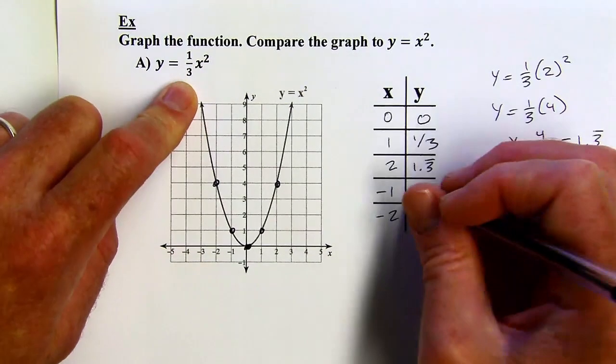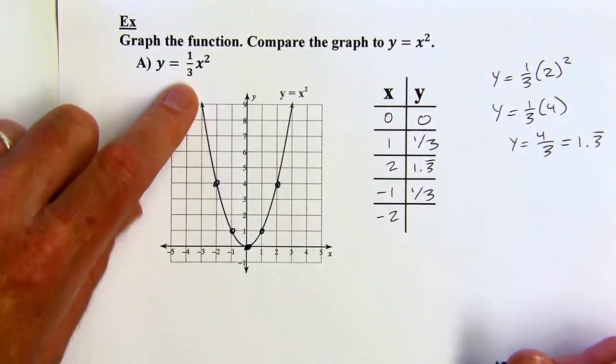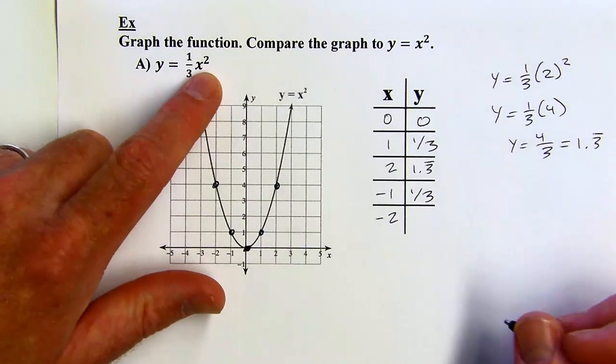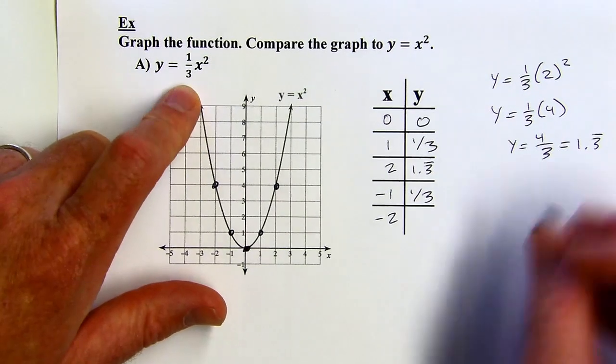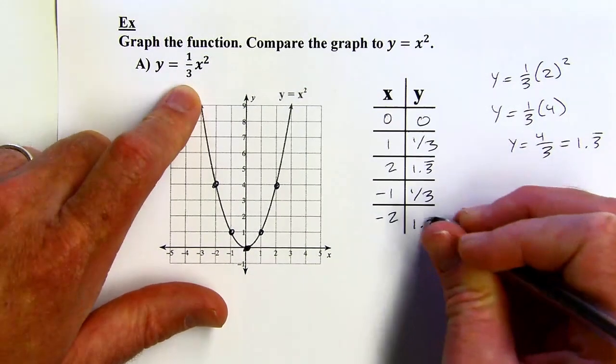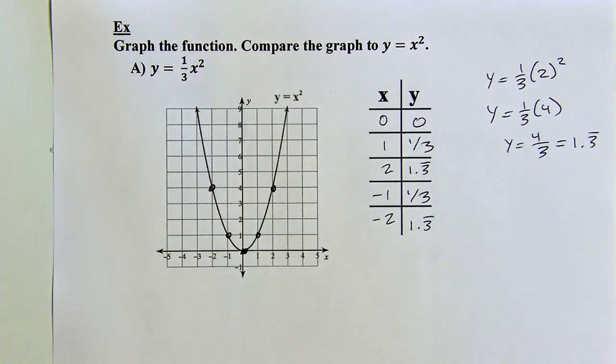Multiply that by 1/3, okay? And when I plug in a -2, I'm going to get +4 when I do the squaring, multiply by 1/3, that would be 4/3 again, which would be this number, okay? So let's go ahead and plot those.